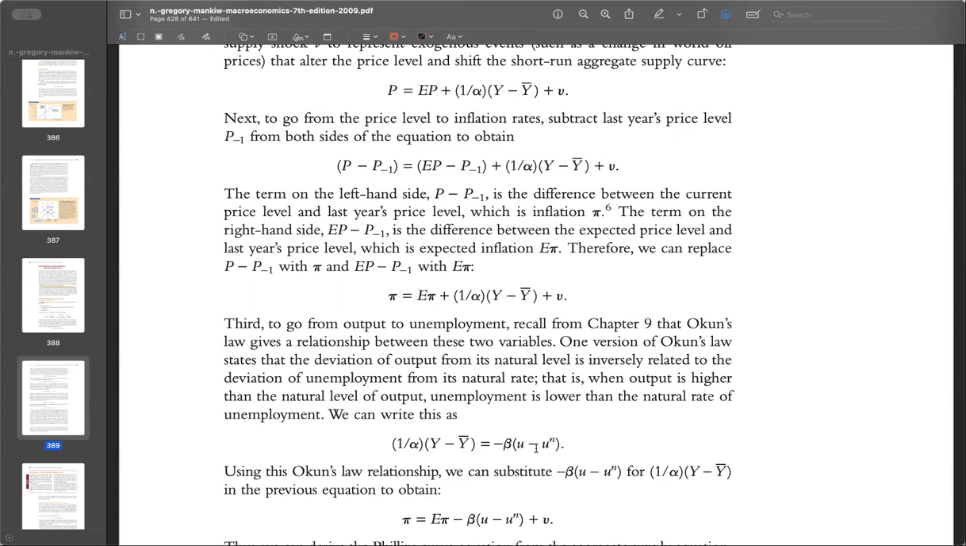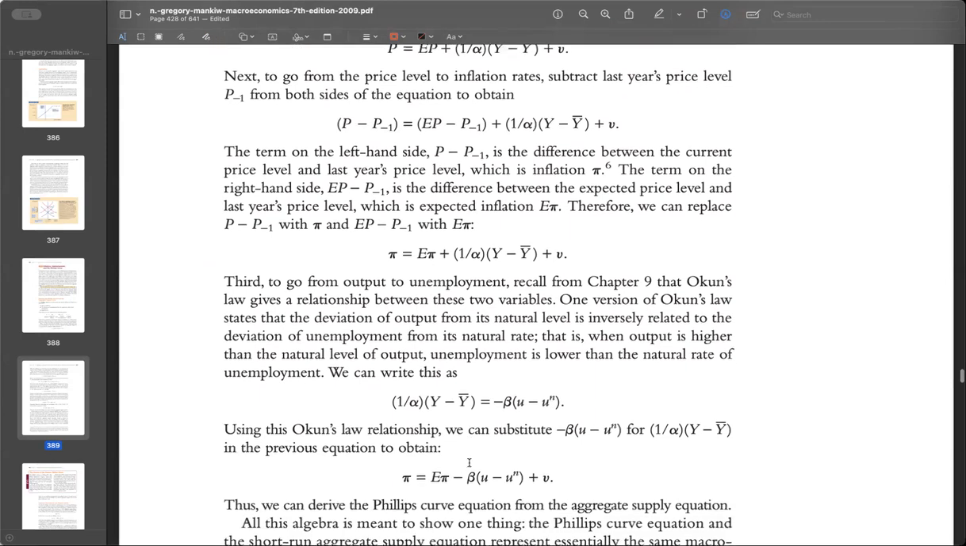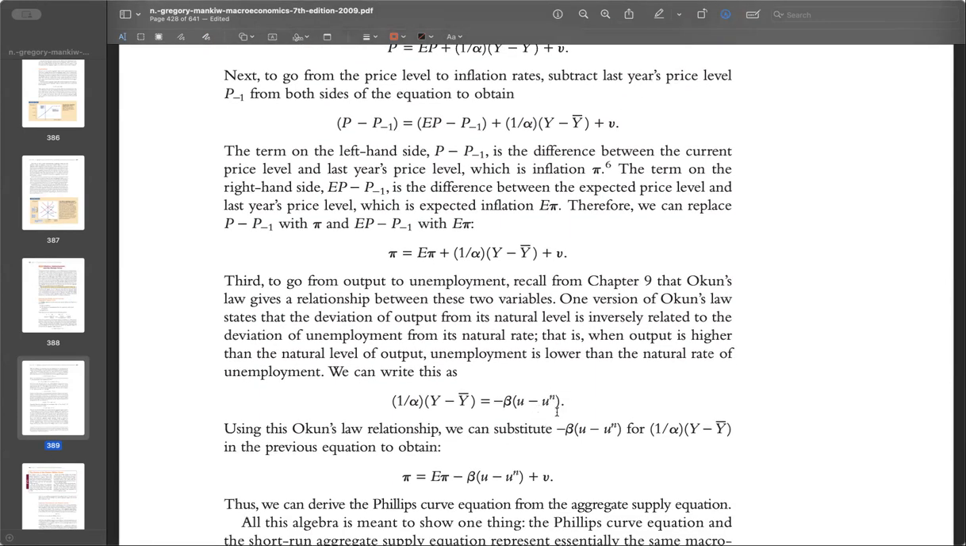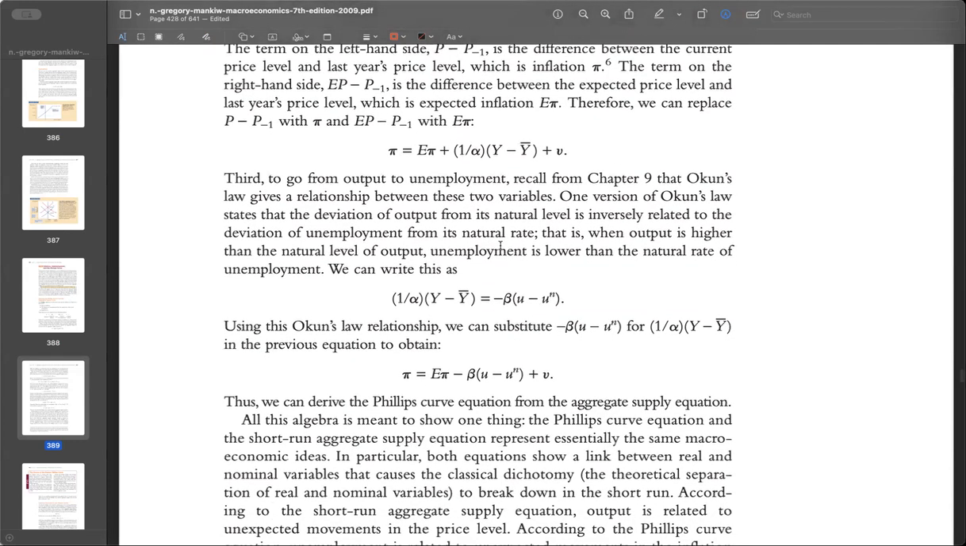Basically, the natural rate of unemployment is associated with the same y bar. It's the unemployment that's associated with this y bar. It may not be zero. It may be some small but appreciable amount. And that's why you can transform this term here into something relating to unemployment.